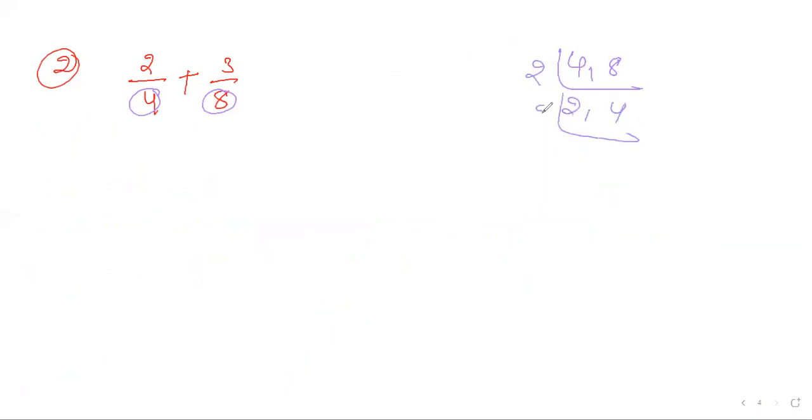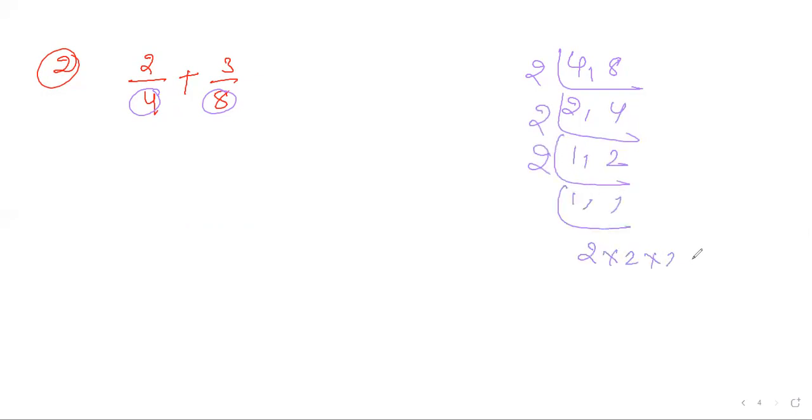Second one: 2 by 4 plus 3 by 8. These are two numbers you're going to add. Simple. So how to add? I told you the first procedure: take the LCM of your denominators. Take 4 and 8 and take the LCM here. First, 2 twos are 4, 2 fours are 8. Next, 2 ones are 2, 2 twos are 4. Next, 2 ones are 2. Like this. What is the LCM here?